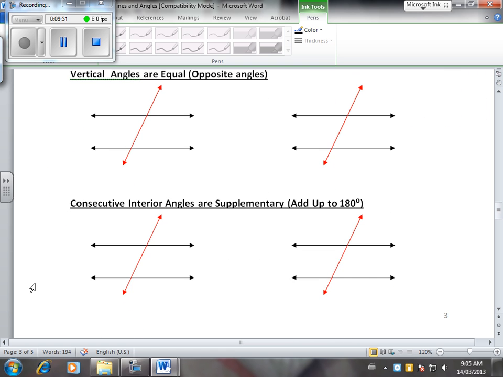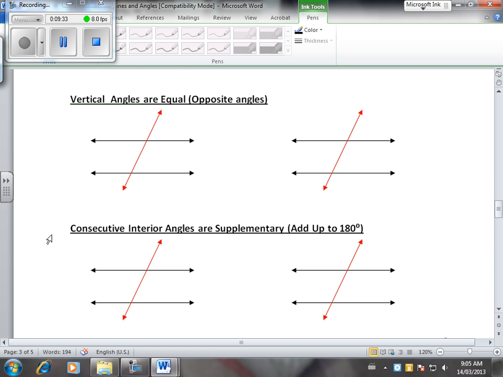Then we have vertical angles are equal. And when we talk about vertical angles, we just mean the ones that are directly opposite each other. So if I start with A, the angle that's opposite from A is D. So A equals D. And then my other set is E and F. So E equals F.